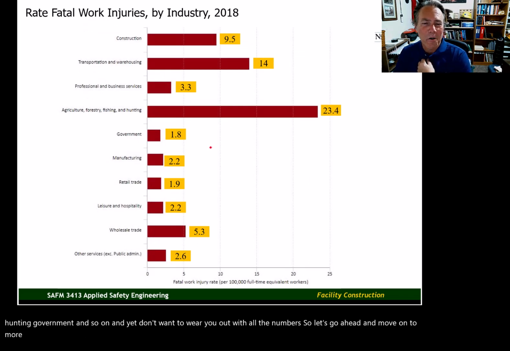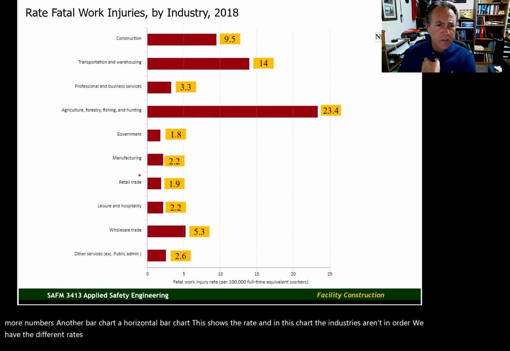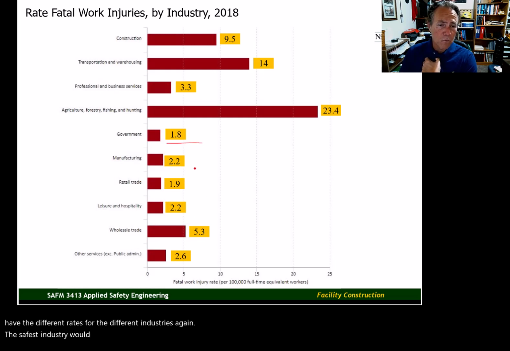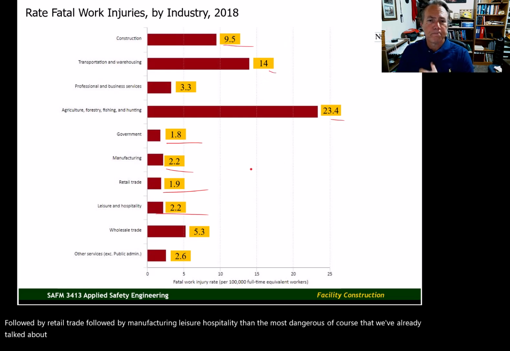Another bar chart, a horizontal bar chart. This shows the rate. And in this chart, the industries aren't in order. We have the different rates for the different industries. Again, the safest industry would be government work, followed by retail trade, followed by manufacturing, leisure, hospitality. Then the most dangerous, of course, that we've already talked about, including construction.